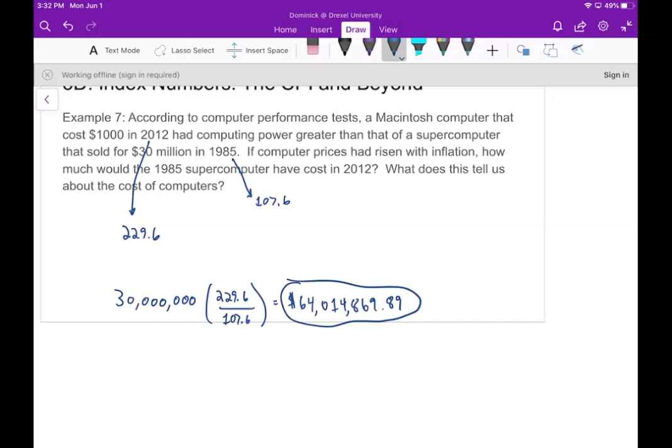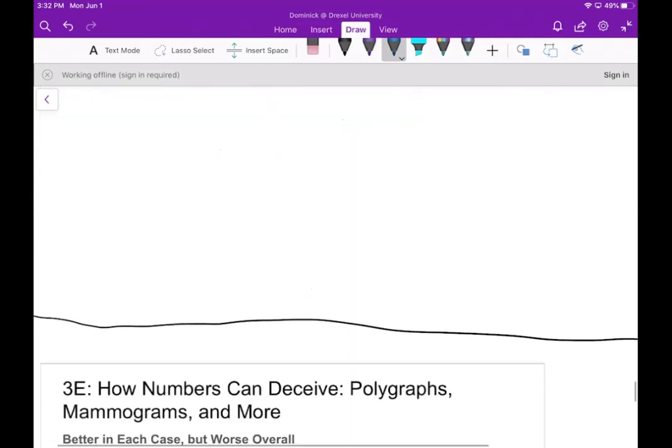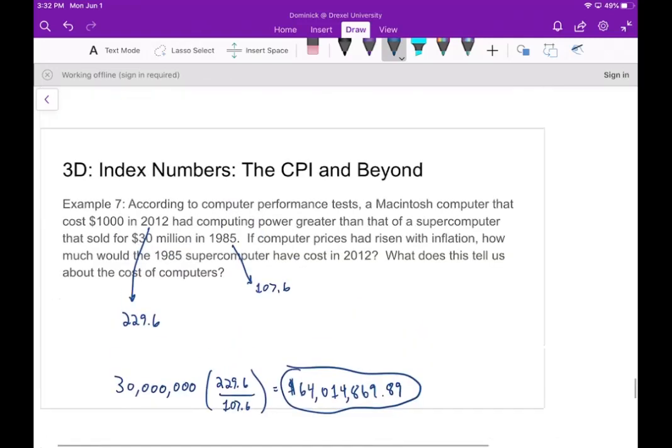So it's a good thing that computers haven't risen with the cost of inflation, right? Because if that were true, then this supercomputer from 1985 would be worth $64 million today. So this tells you that the cost of computers has decreased in value. It's cheaper for us to make these computers now, which makes sense because our computing power is also increasing. Okay, so that concludes this video on index numbers and comparing numbers from different time periods. I hope you enjoyed, and I'll see you next time.